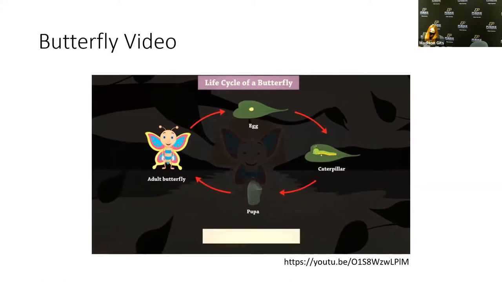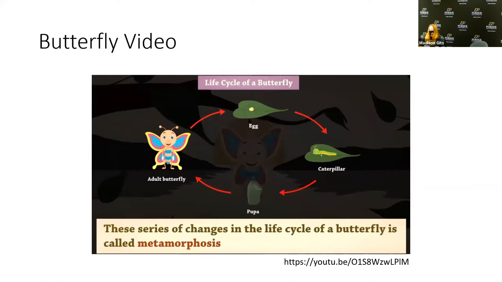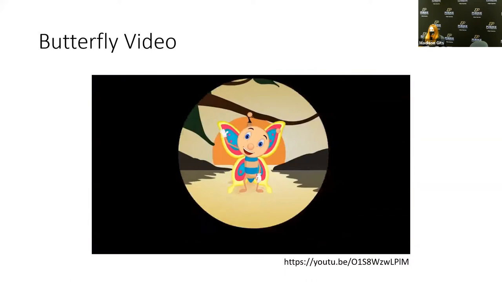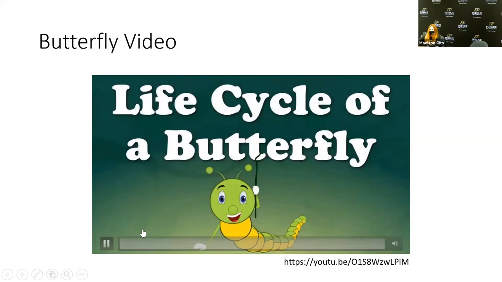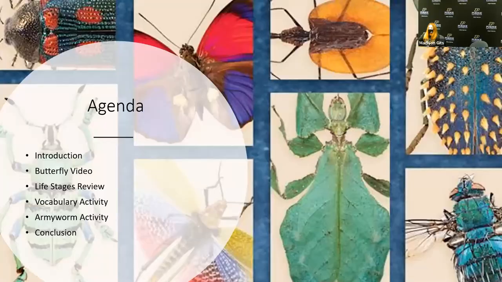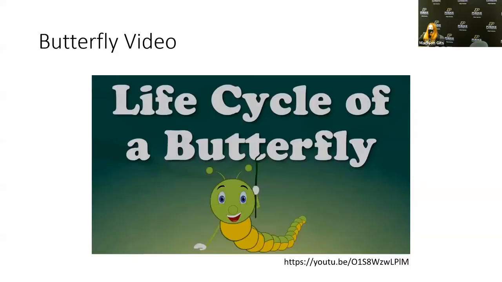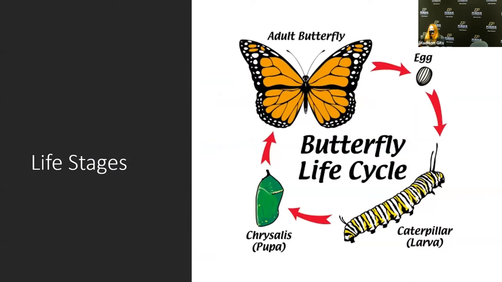These series of changes in the life cycle of a butterfly is called metamorphosis. All right. So over here now is just a review of what the life stages are. I actually have my little worm, aka caterpillar, on my hand right now that I'll show you guys up close in a second.